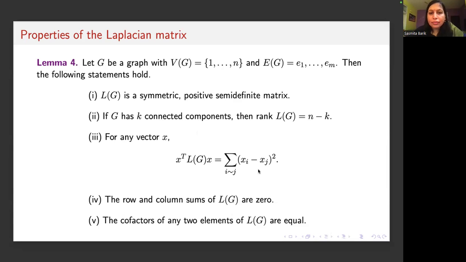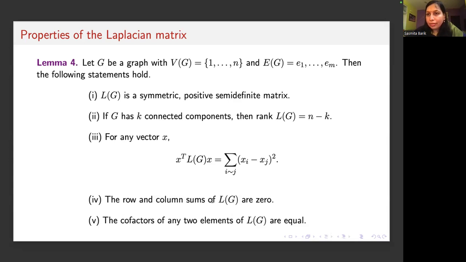Third thing is this one, that if I take X transpose LGX, that will look like this, that it will be a sum of (xi minus xj) whole square, where i is adjacent to j. So looking at how many edges, those many terms will come. This expression we'll discuss. And this also tells that LG is positive semi-definite. And the row and column sums of LG are 0.